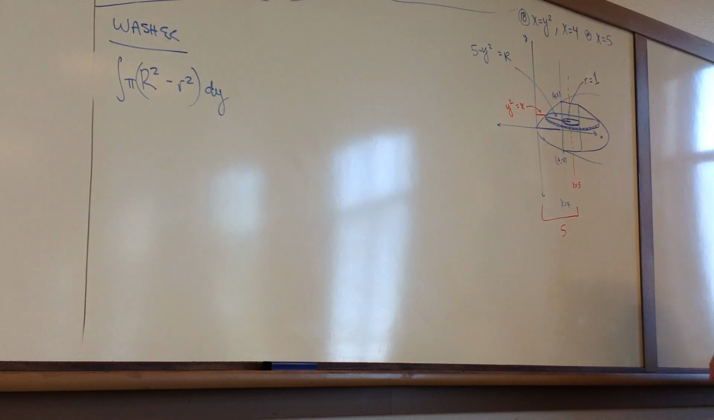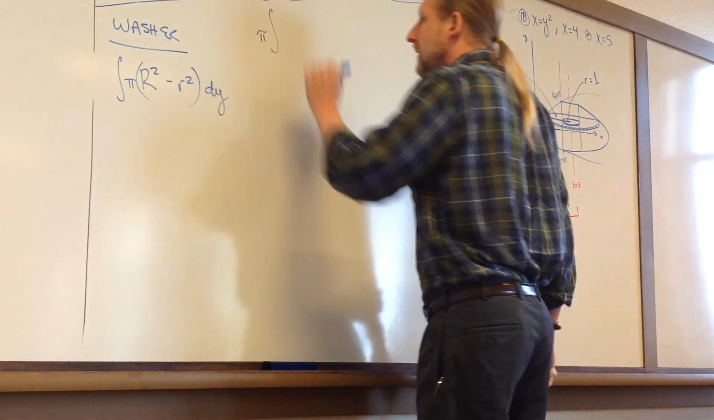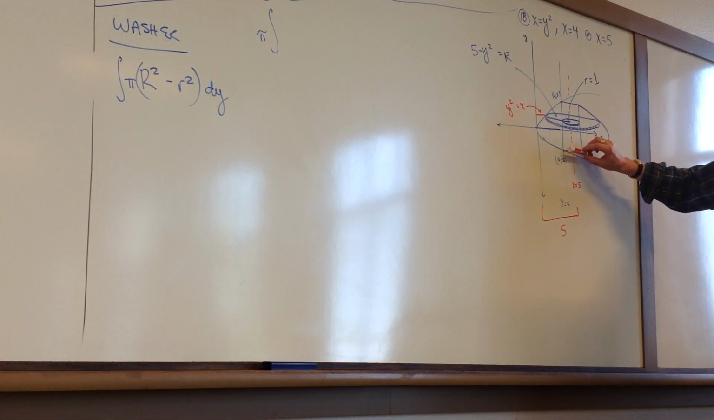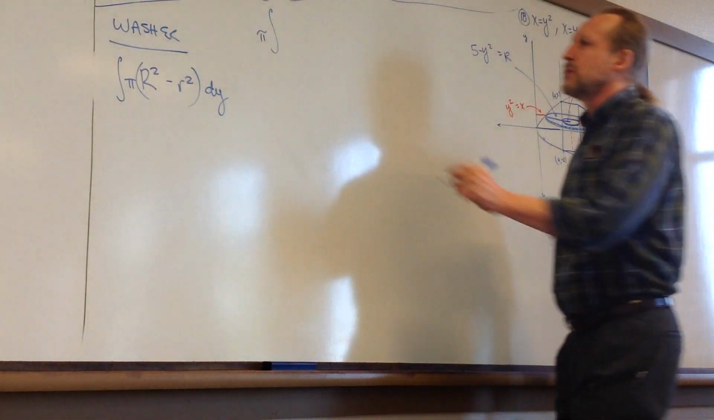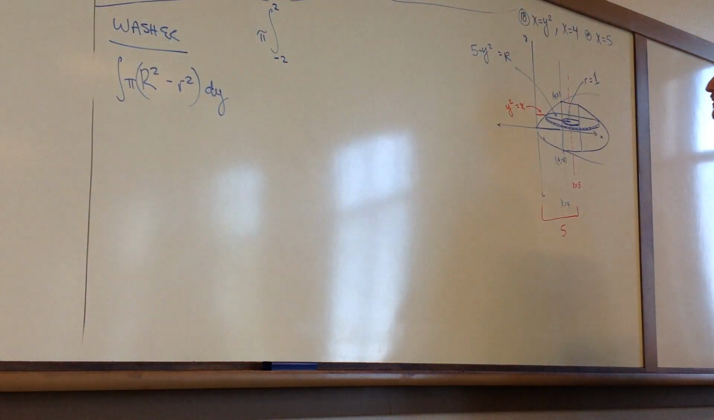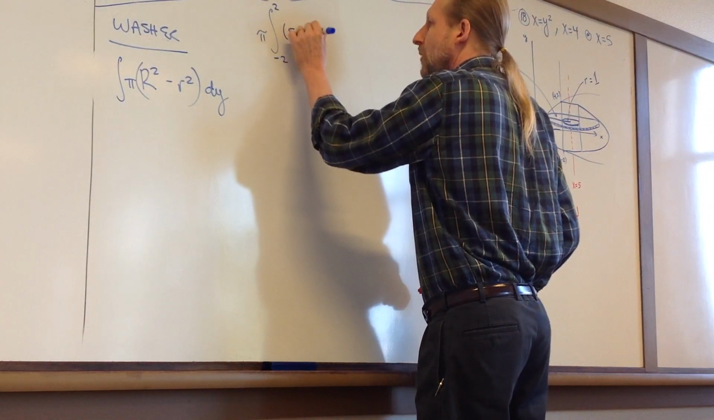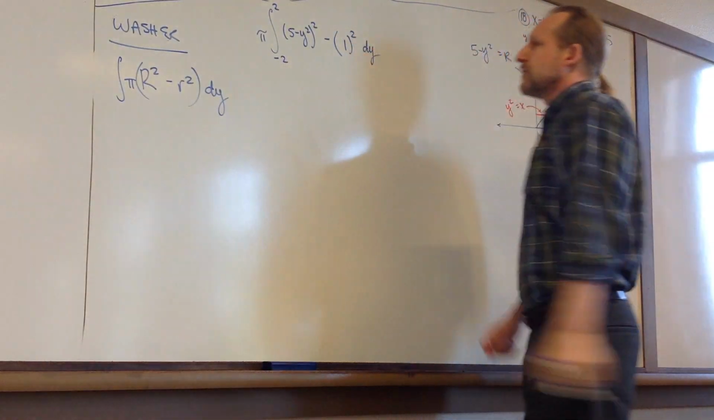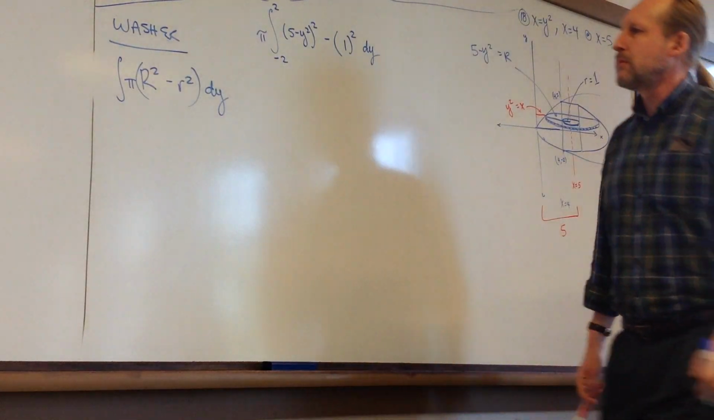Now we're all set to go here. We're going to integrate pi, integral from, again, we're integrating with respect to y. Down here, y is negative 2. Up here, y is positive 2. So those are our limits of integration. We're integrating from negative 2 to positive 2. Our big R is (5 minus y squared) all squared. And our little r is just positive 1. Okay, so there's the setup.